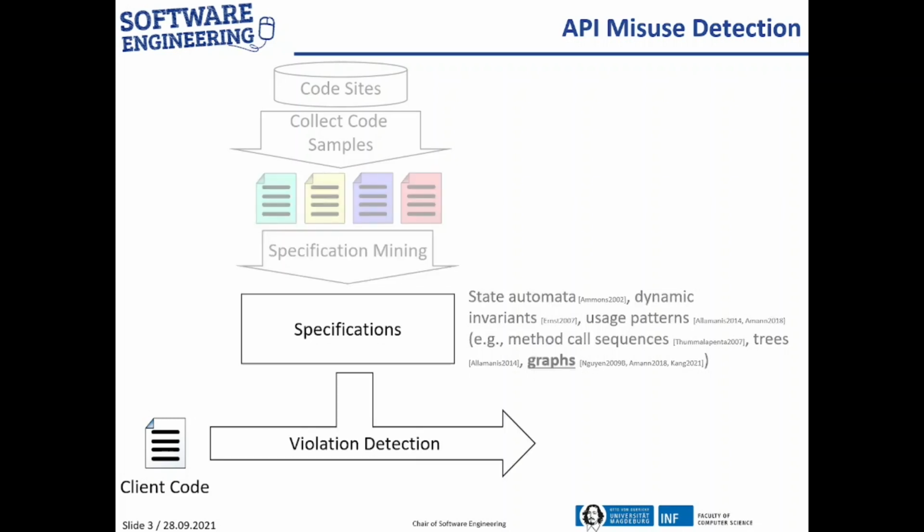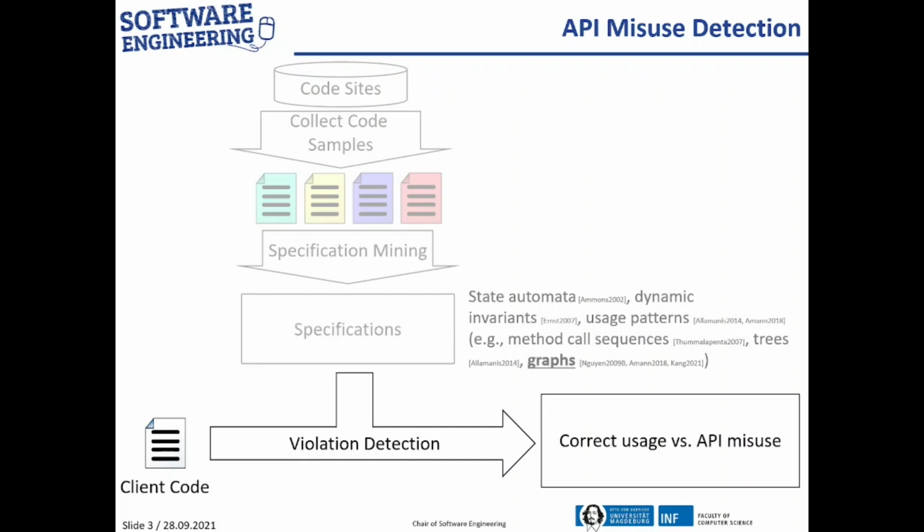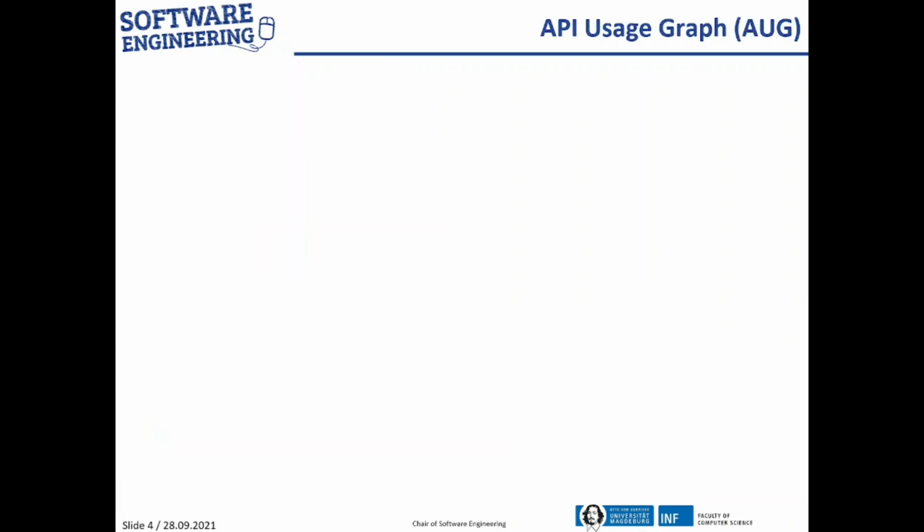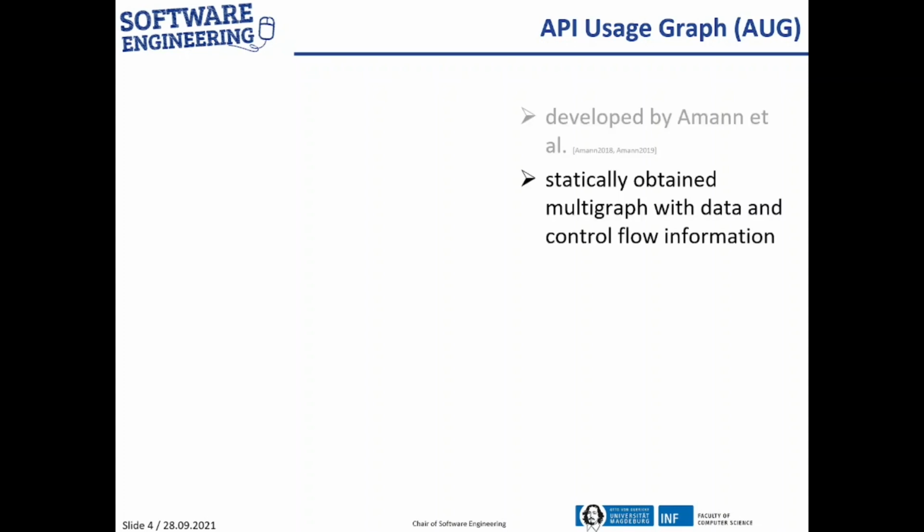Then the client code is compared to the specification, and in case it violates those specifications, it is considered to be an API misuse. Otherwise, it's considered to be a correct usage. One recurring data structure in this domain is the so-called API usage graph, short AUG. It was originally developed by Sven Amann and colleagues, and it is a statically obtained multigraph from the source code of a method describing the data and control flow information, but particularly tailored for the API usage.